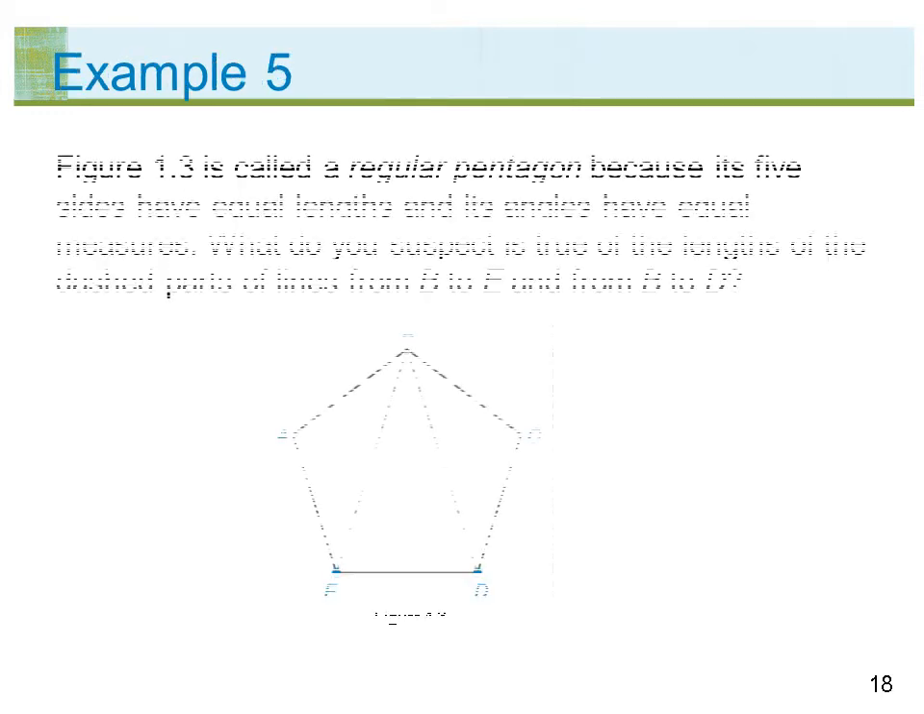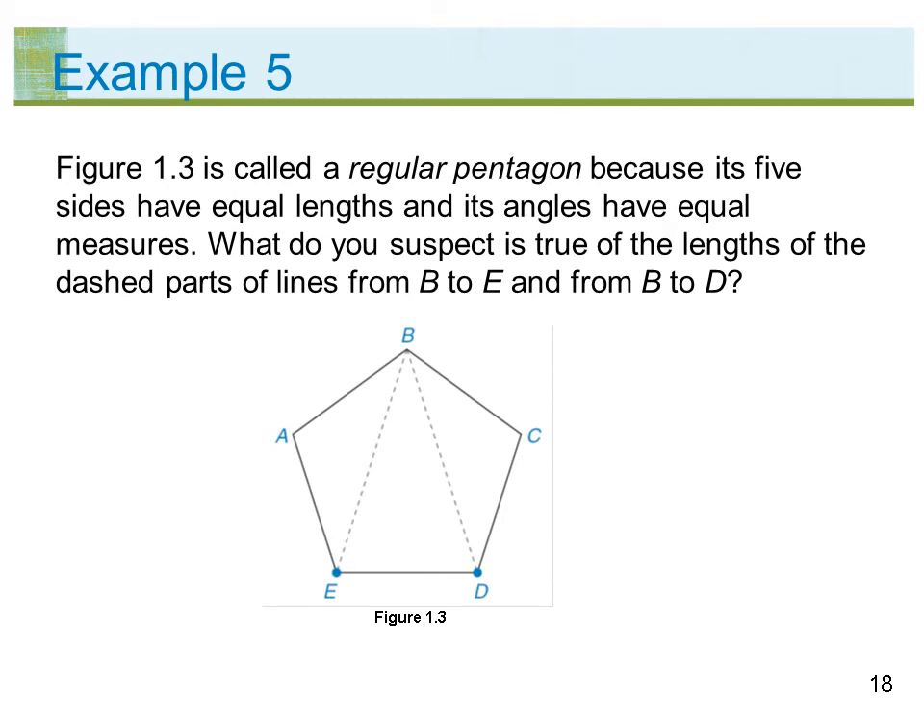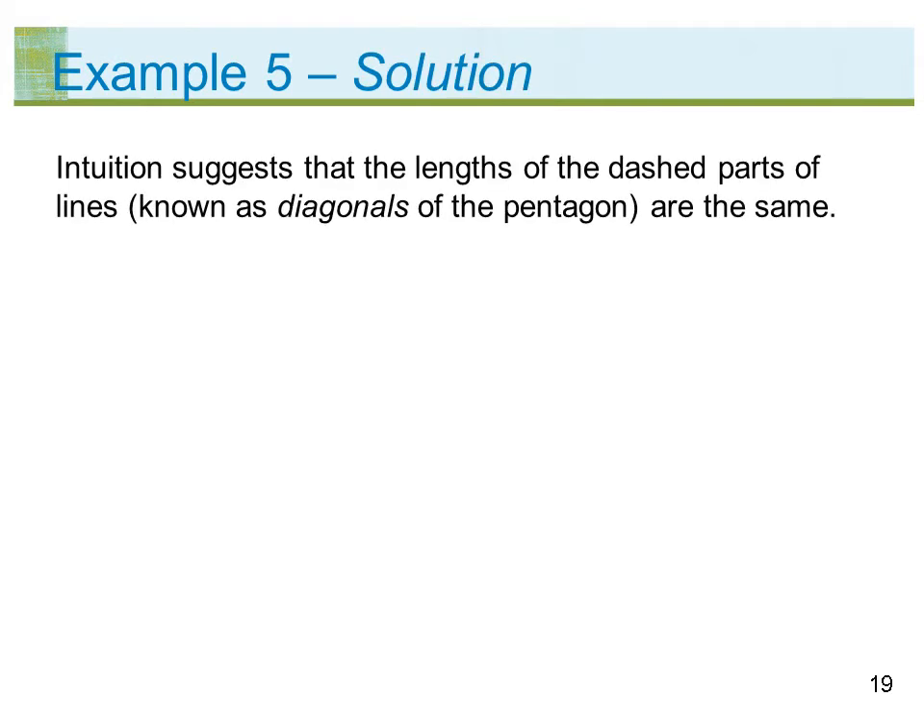Figure 1.3 is called a regular pentagon because its 5 sides have equal lengths and its angles have equal measures. What do you suspect is true of the lengths of the dashed parts of lines from B to E and from B to D? Intuition suggests that the lengths of the dashed parts of lines, known as diagonals of the pentagon, are the same.